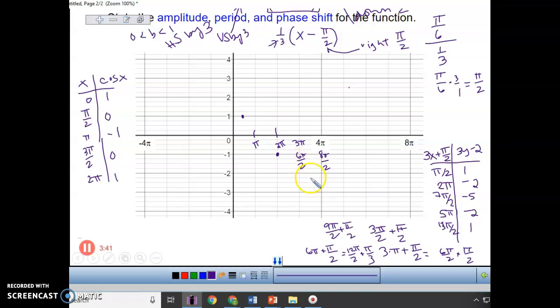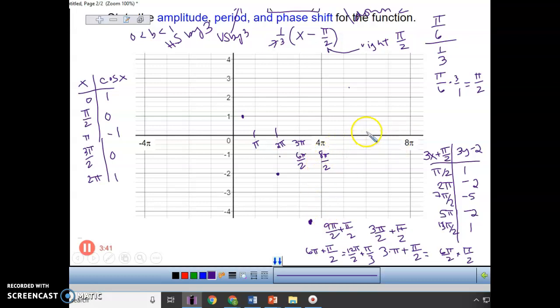3 times 1 is 3, minus 2 is 1. Well, these are right, okay. Oh, I just didn't graph my 2 pi correctly, that's what it was. I used 2 pi, negative 2. And then 5 pi, no, 7 pi over 2 will be here, comma, negative 5. That's pretty far down.